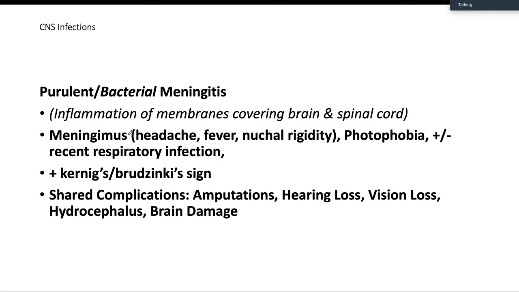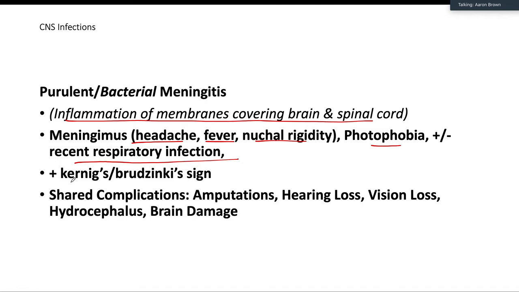Bacterial meningitis, inflammation of the membranes covering the brain and spinal cord, should present with the things we're used to seeing, right? Headache, fever, nuchal rigidity. These are the classic signs of meningitis, along with photophobia, and possibly a recent respiratory infection that could have progressed.